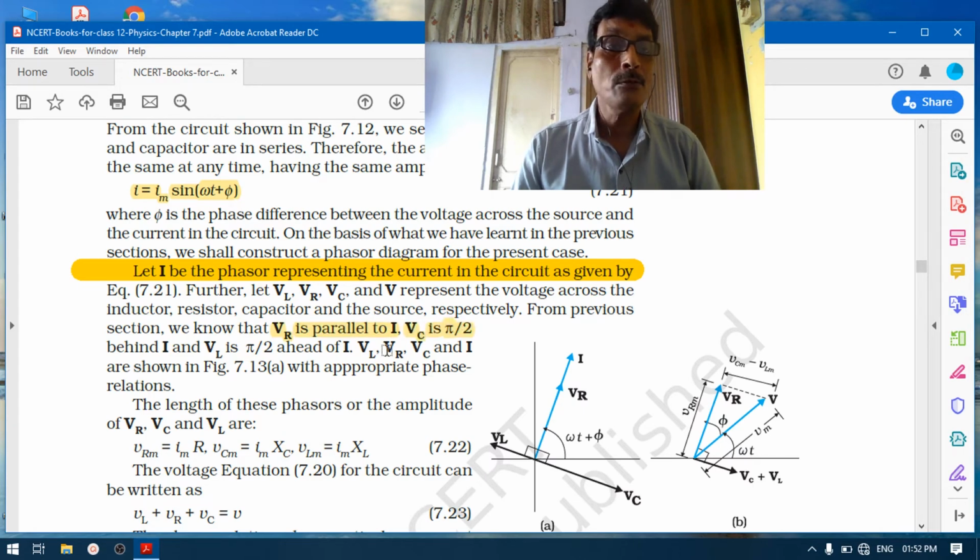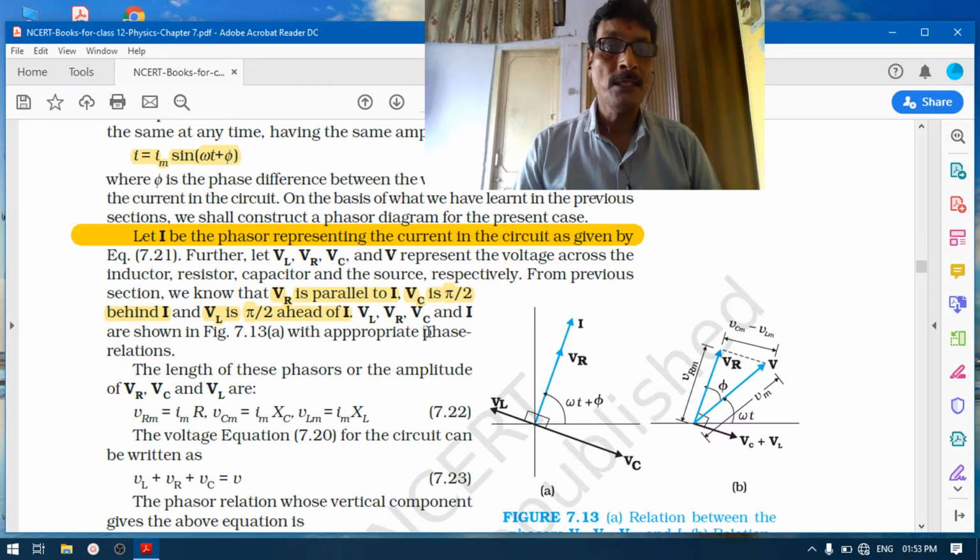VC is pi by 2 behind I. It means the voltage related to the capacitor is behind by pi by 2 with respect to I, and VL is pi by 2 ahead of I. It means the voltage related to the inductor is pi by 2 ahead of I. So VR, VL and VC and I are in the figure with appropriate phase relation.